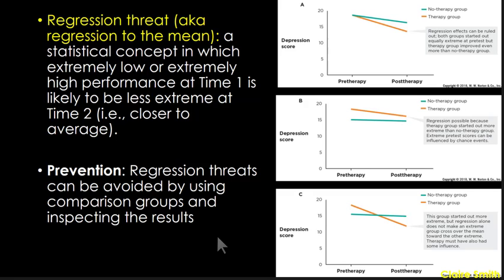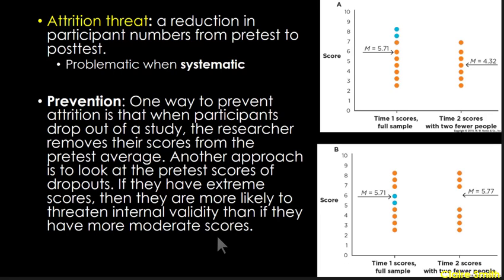Okay, next one, attrition threat. This is a result of a reduction in the number of participants from the pretest to the post-test. So in any study, it's possible for participants to drop out. But if those participants who drop out are doing so in a systematic way, so that all of the similar participants are dropping out, then it's going to affect our results, right?